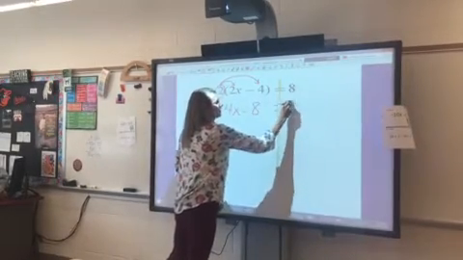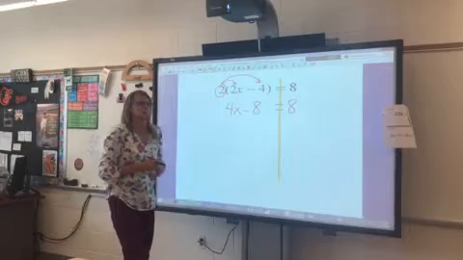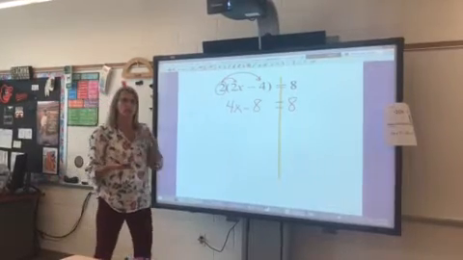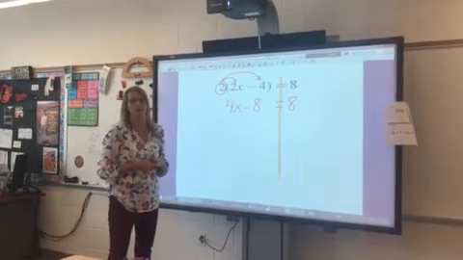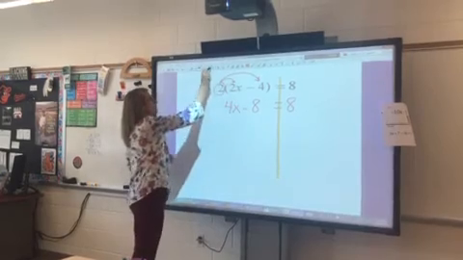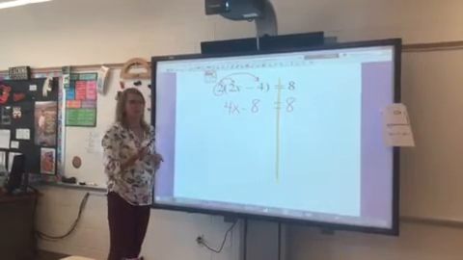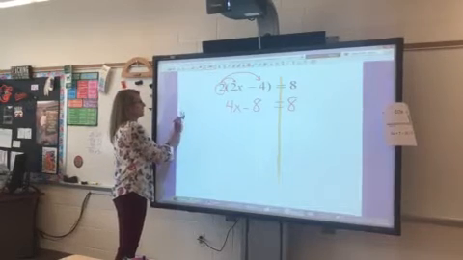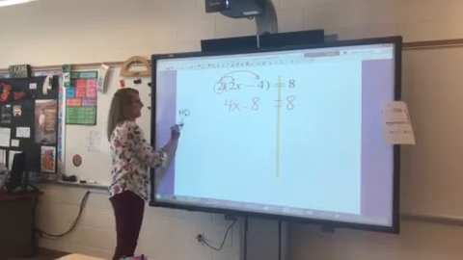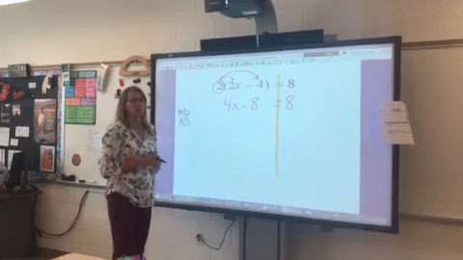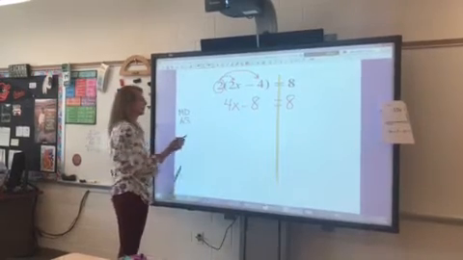Once I've gotten rid of my parentheses, I can then use the inverse of the order of operations to solve this equation. So if you think about your order of operations, the first thing that you would usually do after parentheses and exponents is you would either multiply or divide, and then you would add and subtract. Since we're solving an equation, we're going to work backwards using our inverses.